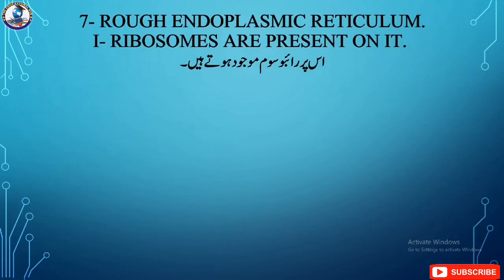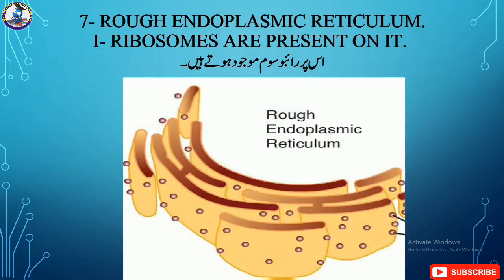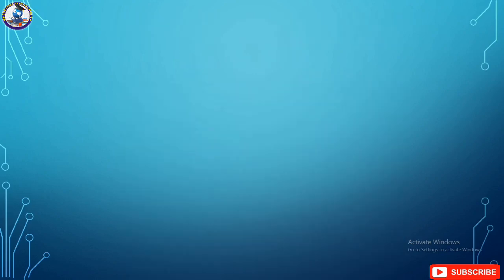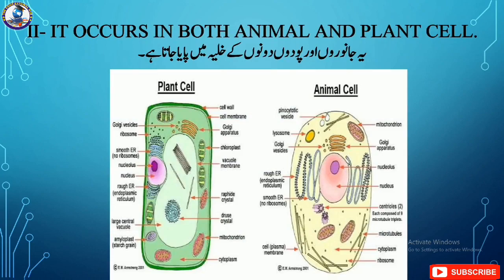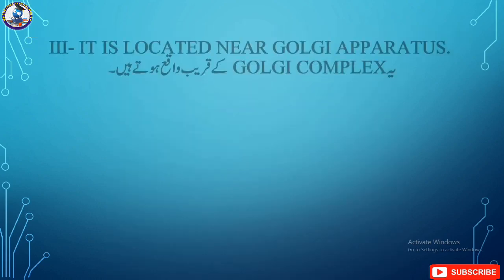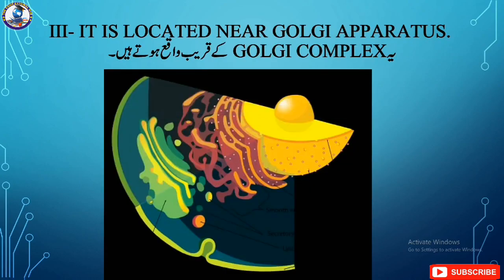Rough endoplasmic reticulum is known as rough because there are ribosomes present on it, which give it a rough structure. Basically, rough endoplasmic reticulum occurs in both plant cells as well as animal cells. Rough endoplasmic reticulum is located near the Golgi apparatus, or we can say it is just attached to the Golgi apparatus or Golgi complex.